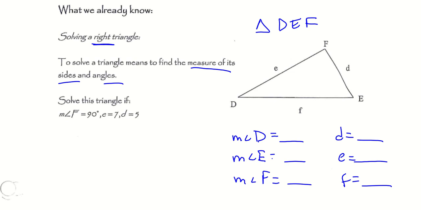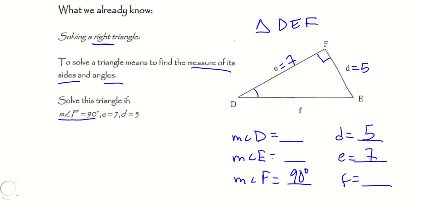Now, we're already told that the measure of angle F is 90 degrees, so I'm going to mark that with my box. We're told that side E, which is opposite angle E, is 7 units long, and side D, opposite angle D, is 5 units long. So I'm left finding two angles and one side, side F. So let's start with the measure of angle D.